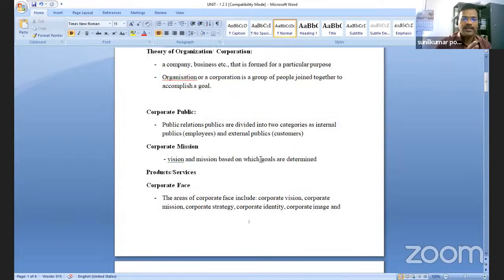Every company has a goal to reach their target. They have a mission and a vision, based on which goals are determined. So for a company to reach its goals, they have a vision and mission. Every company has these two elements.